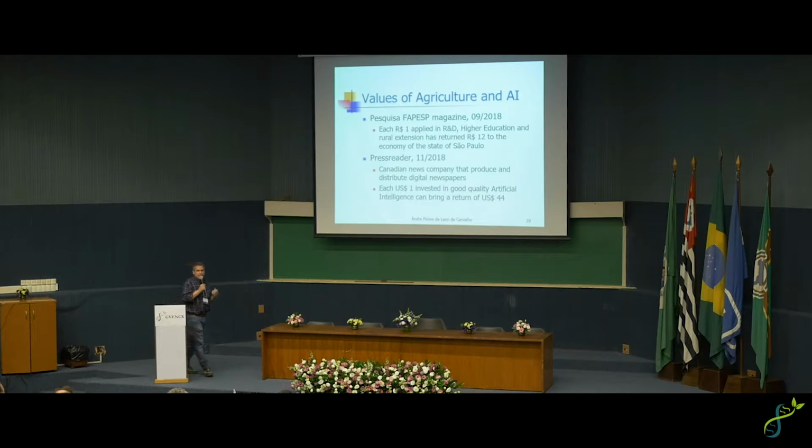And why is artificial intelligence important for agriculture, for example? There's a nice study from FAPESP from last year, which says, for technology as a whole, not only for artificial intelligence, that every R$1 you spend on research and development, higher education, or rural extension has returned, for the state of São Paulo, 12 reais. And there's another study, now related to artificial intelligence, also from last year, from a Canadian news company, which says that every $1 you invest in artificial intelligence, good quality, well done artificial intelligence, can return $44. So if you put the two together, you see the benefits that artificial intelligence can bring to agriculture. And that's why I think the organization was very fortunate when they created the theme of the third event.